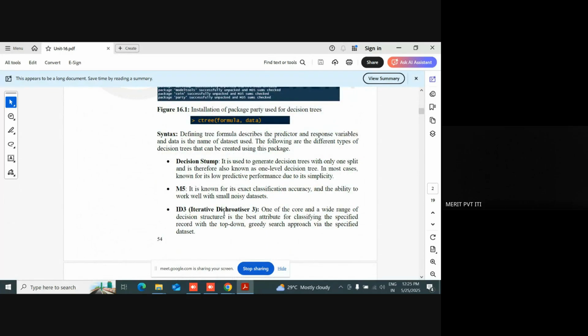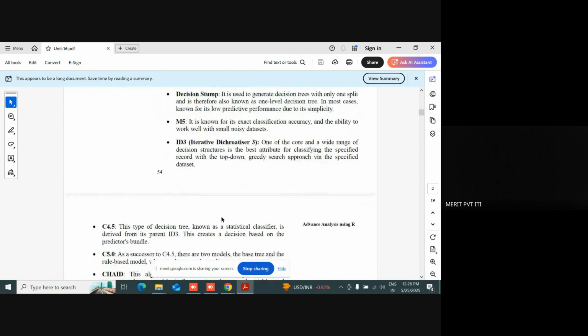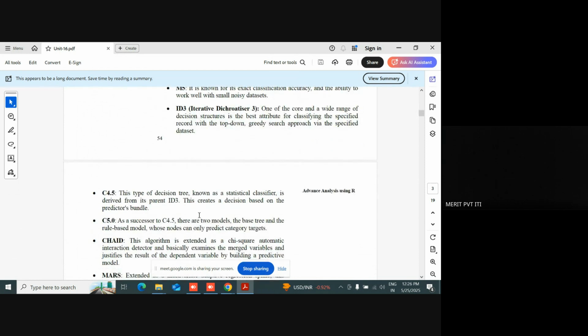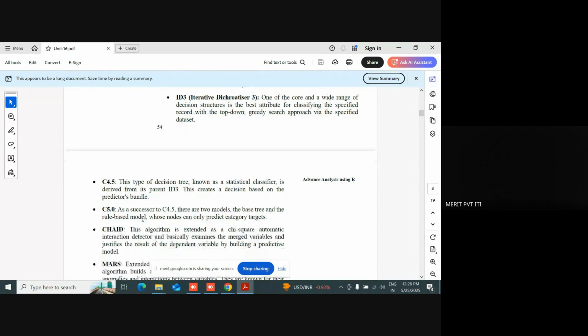ID3 is Iterative Dichotomiser 3. One of the core algorithms for decision trees, it finds the best attribute for classifying the specified record with a top-down greedy search approach via the specified data set. This type of decision tree, known as a statistical classifier, is derived from the parent ID3. This creates a decision based on the predicted bundles.